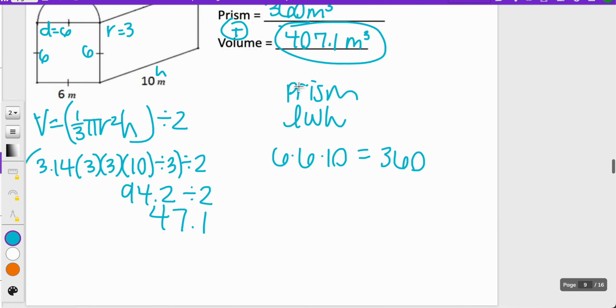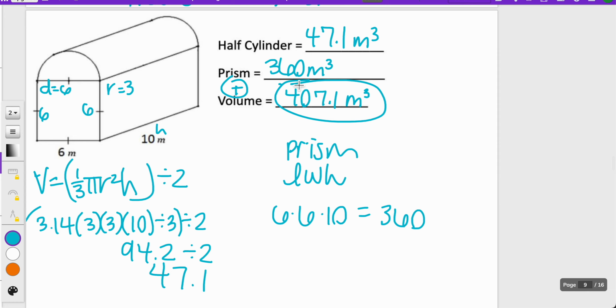Okay, that is all we had today for composite figures. We're going to do a little bit more tomorrow, just more review, and make sure that we feel comfortable with it.